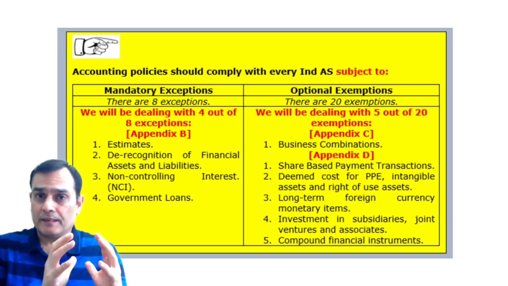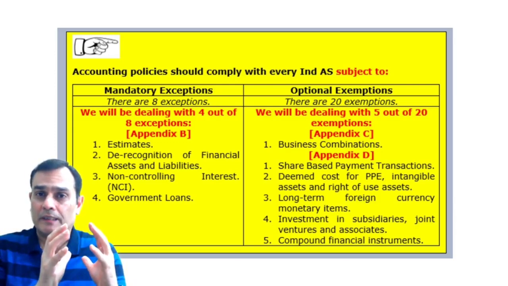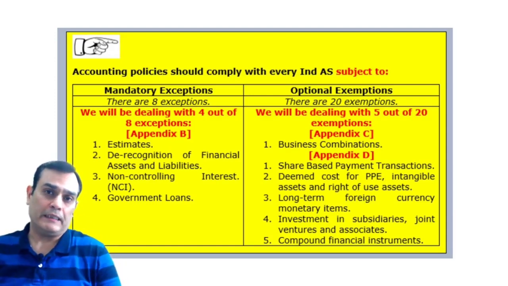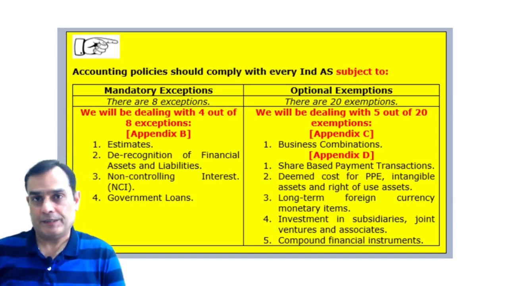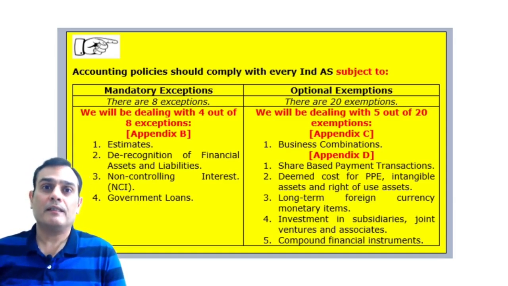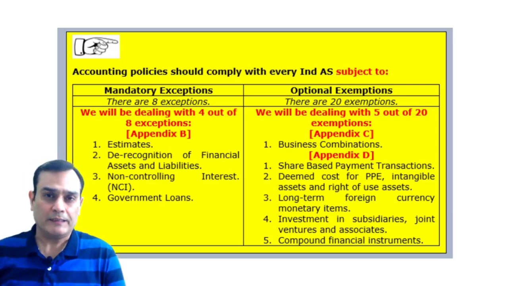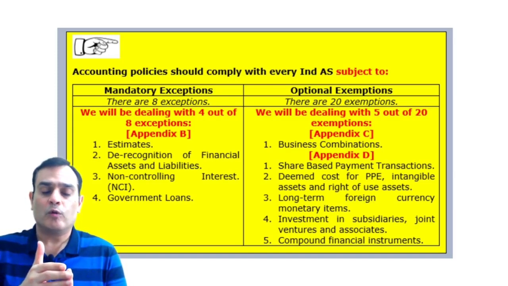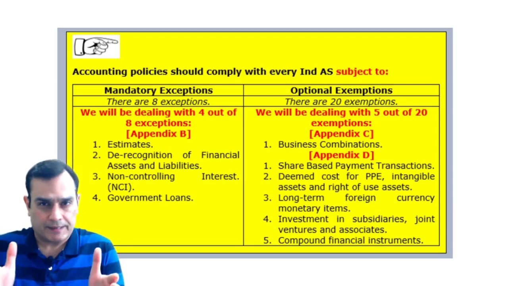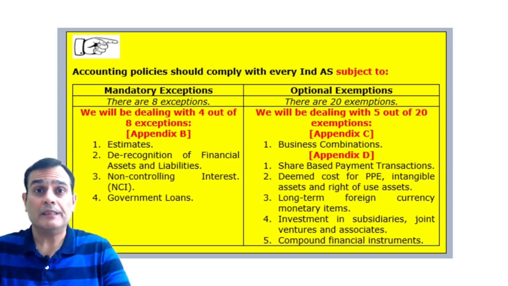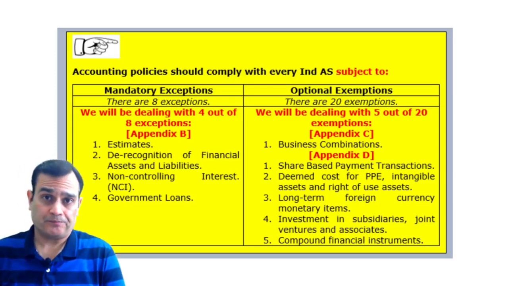As we said earlier, the basic idea of making an opening Ind AS balance sheet on the date of transition is to give a starting point to the Ind AS. But considering that there might be a lot of complications with a complete 100% retrospective accounting, the standard setters had one thing in mind: that we want to prohibit the retrospective application in certain cases. So that's what they call the mandatory exceptions.